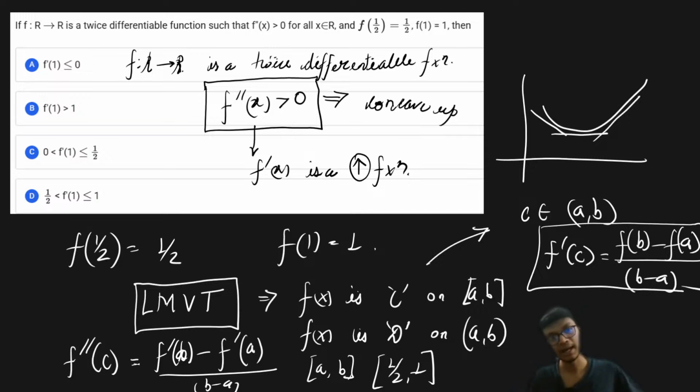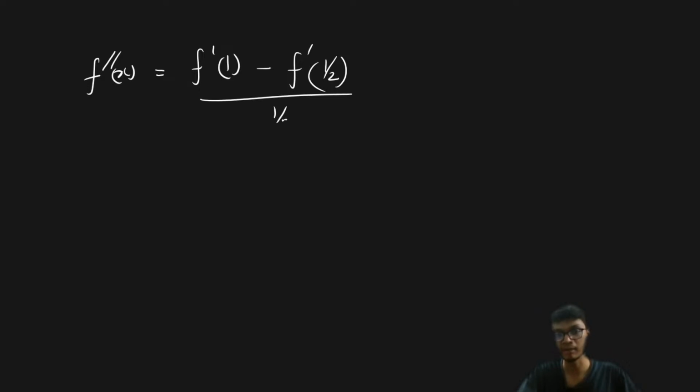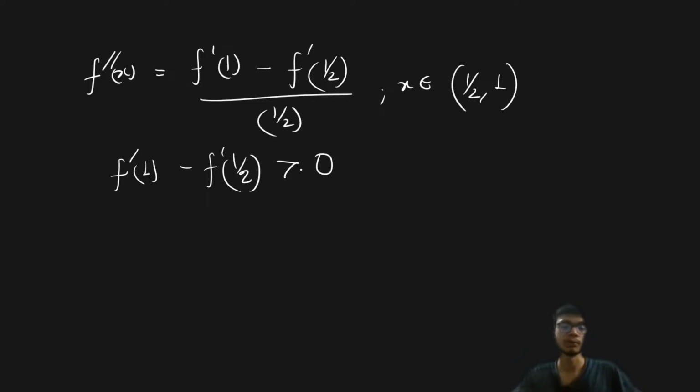This particular function is continuous and differentiable. So if we apply it here, we get f double dash of x equals f dash of 1 minus f dash of half divided by half, for x between half and 1. So this is going to be greater than 0, right? Now let us take an arbitrary interval inside this region. So from here, f dash of 1 minus f dash of half is going to be greater than 0. So what you understand is that f dash of 1 is greater than f dash of half.